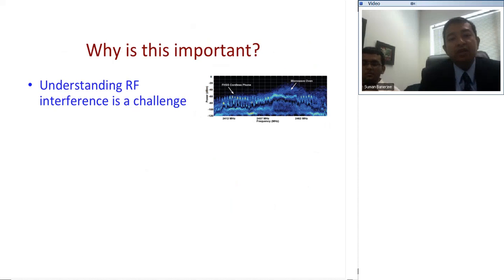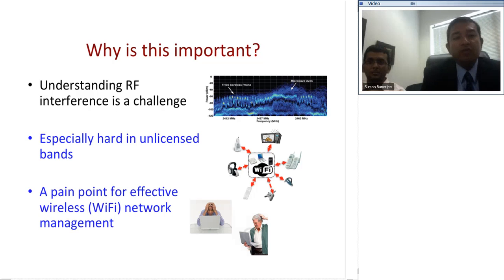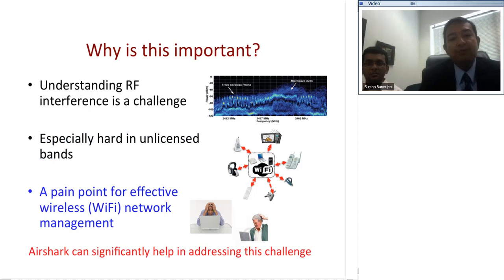Now, we all know RF interference is a significant challenge, and this is especially true in unlicensed bands, where there are tons of technologies that try to coexist, compete, and sometimes cause unwanted interference across each other in uncontrolled ways. And this often is a pain point for effective wireless network management. And so we believe that Airshark can significantly help in addressing this particular challenge.